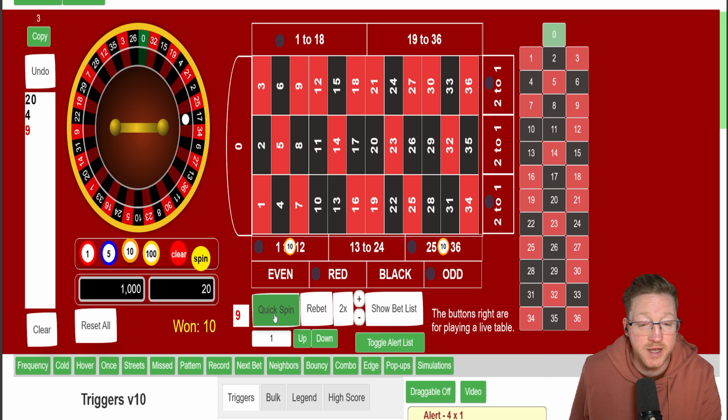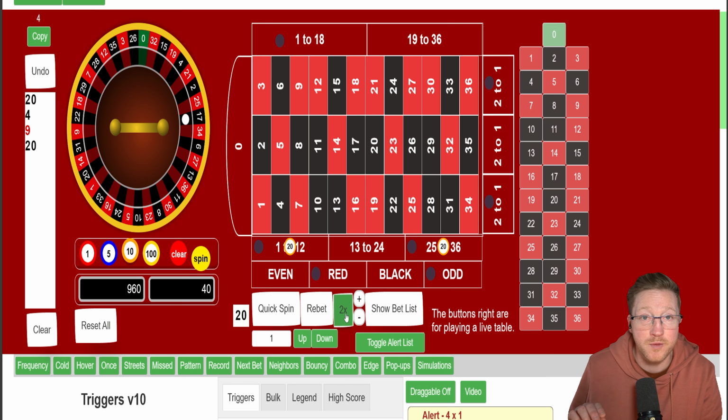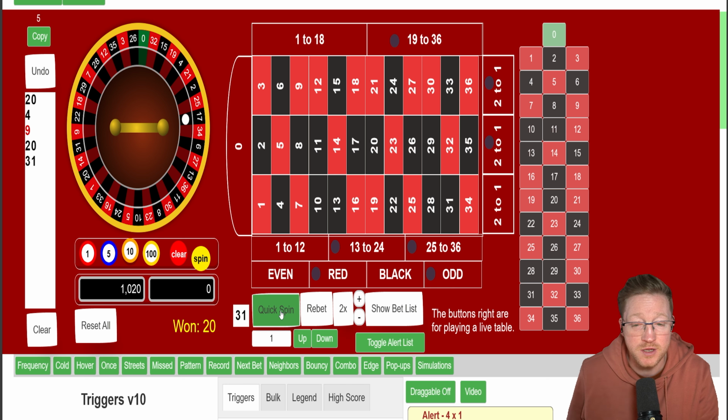Now you'll see it's changed. So quick spin. And go again. Did we lose there? Yeah, we lost. So rebet, double. Now this will bring you back a wee bit below even. So we'll do that first, and then I'll show you the next progression you can use. So we won. So we got just about back to even.